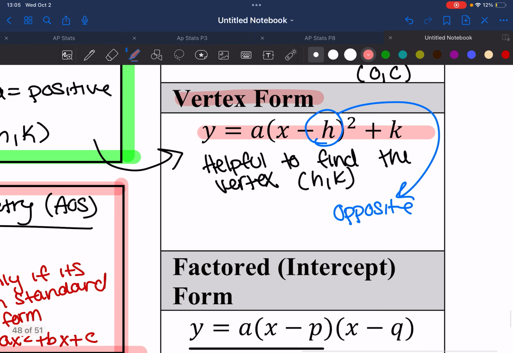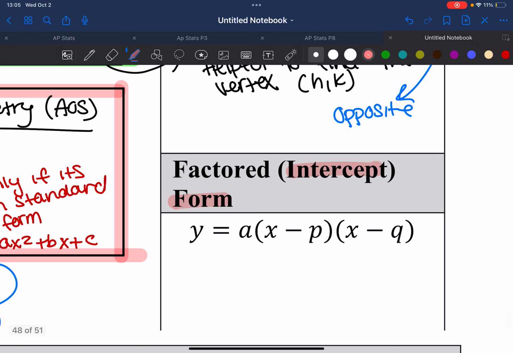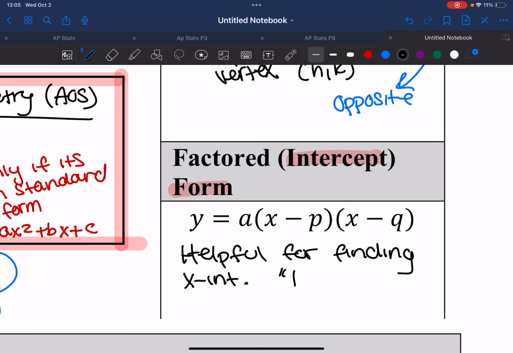And then lastly, we have the intercept form, which is also referred to as factored form. This form, y equals a(x minus p)(x minus q), is helpful for finding the x-intercepts. And these x-intercepts are labeled as p and q.